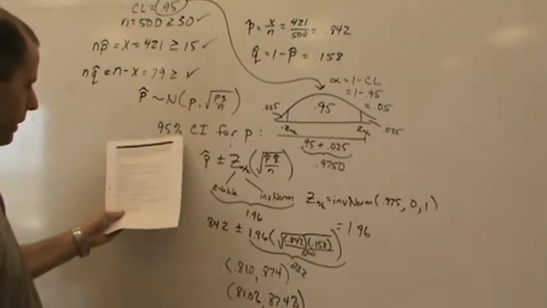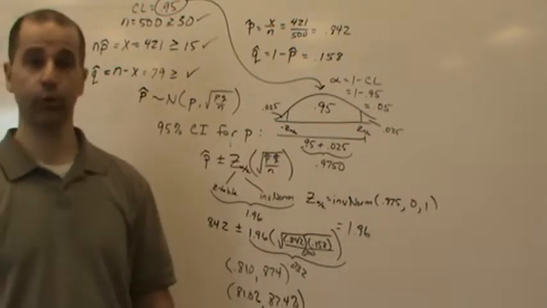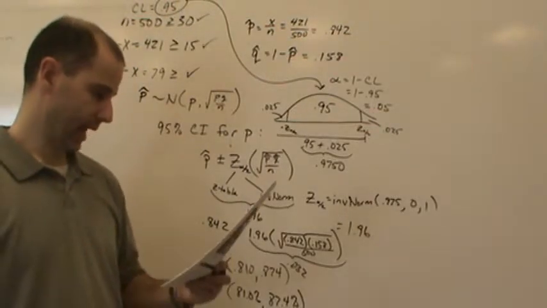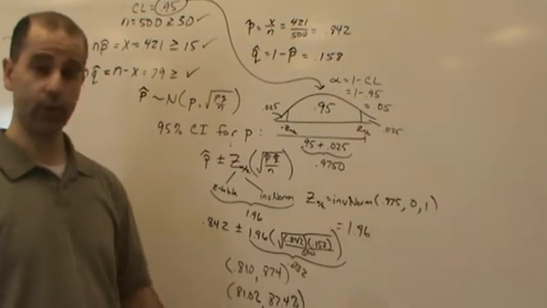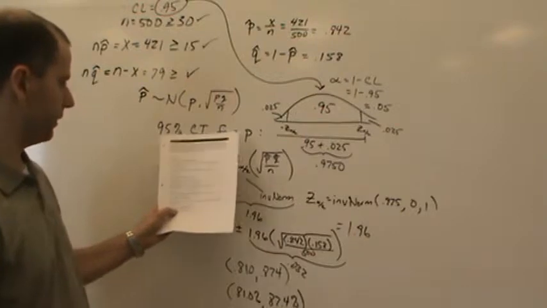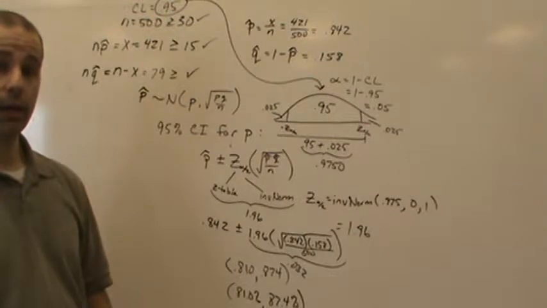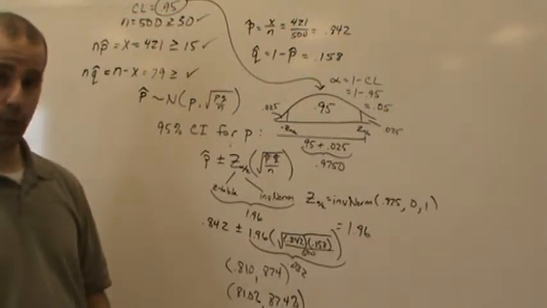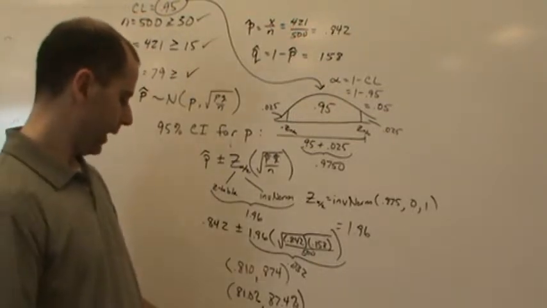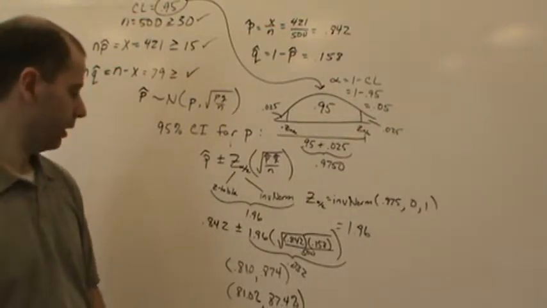So we're going to say we can be 95% confident that the true proportion of what? The true proportion of people living in this city who, what does it say, yes? That they own cell phones, right? So we are 95% confident that the true proportion of people living in the city who do own a cell phone is going to be somewhere between 81.0% and 87.4% of the population. That's it. Okay? So I hope that makes sense.